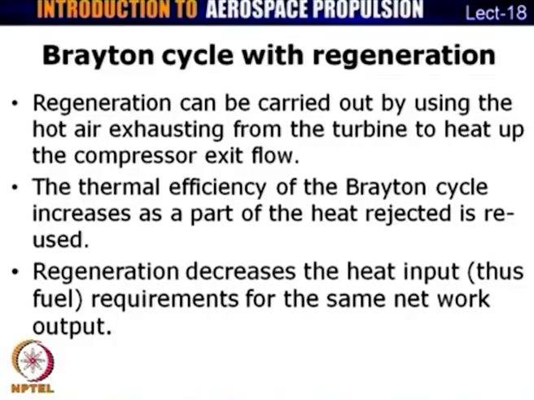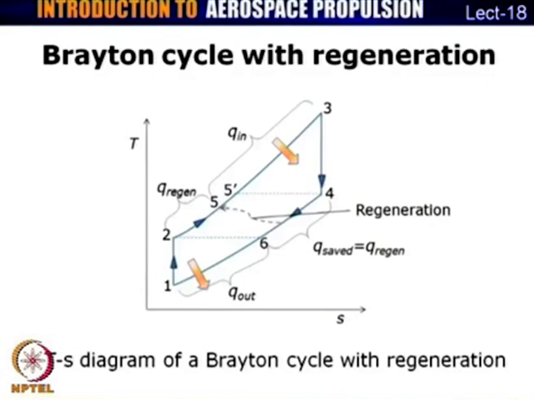And so, regeneration, basically the understanding which we had from the Stirling and Ericsson cycle was that regeneration improves efficiency. In the case of a Brayton cycle, heat rejected from the cycle is being reused, and therefore, regeneration decreases the heat input and therefore, the fuel requirements for the same network output. So, let us now look at a regeneration cycle, Brayton cycle with regeneration.